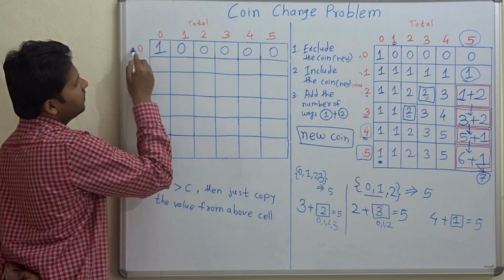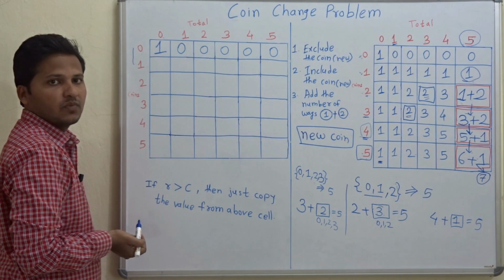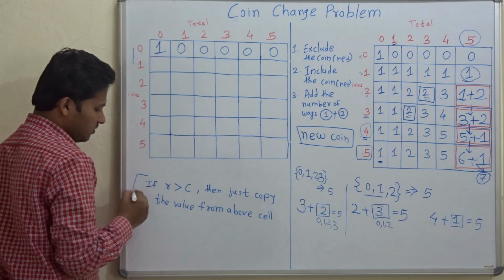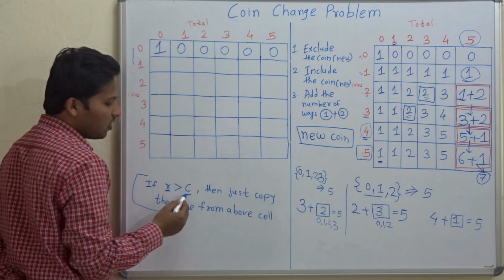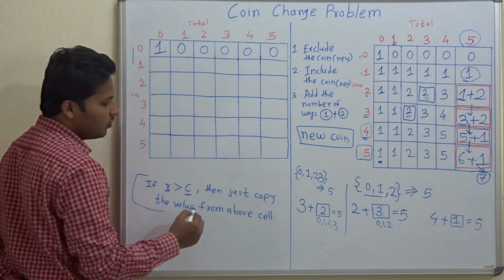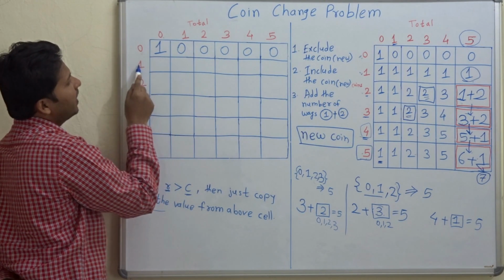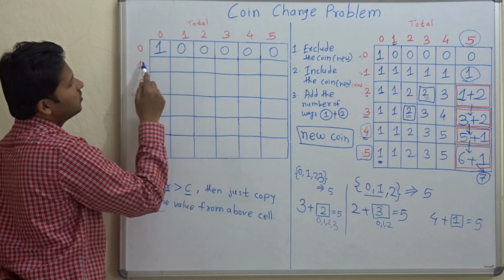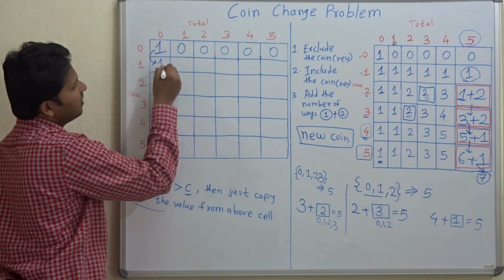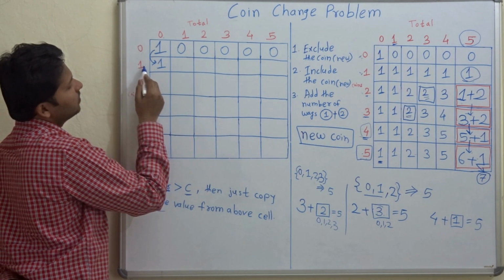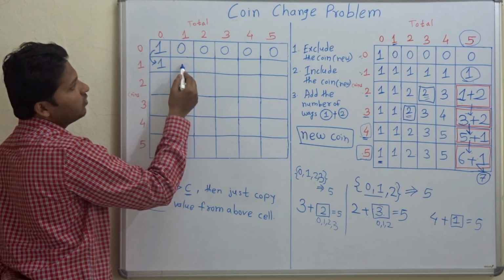Now by using coins of denomination 0 and 1, in how many ways we can make 0? See, here is one shortcut rule. If the row value is greater than the column value, then just copy the value from the above cell. Means, see, here the row value is 1 and the column value is 0. As 1 is greater than 0, just copy the value from above cell. Now we will go ahead. 1 is equal to 1. So we cannot copy the value from the above cell.